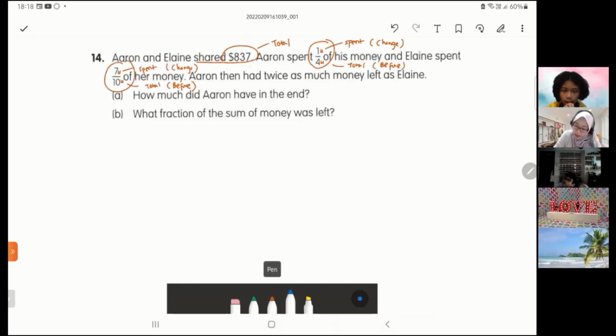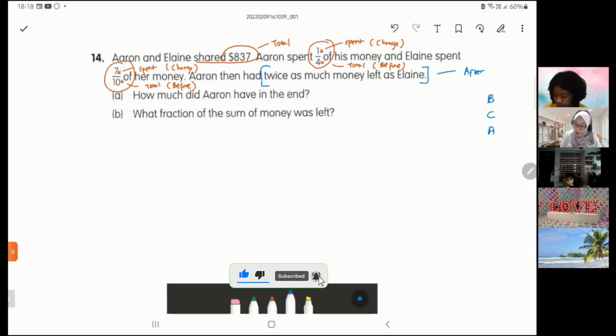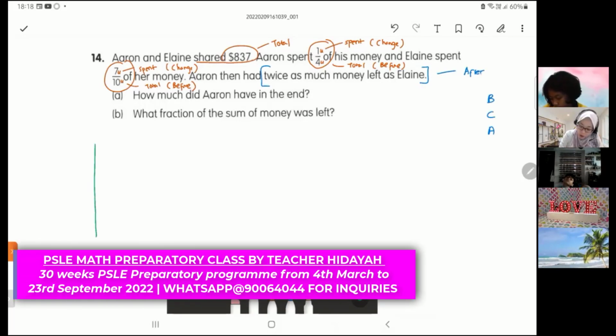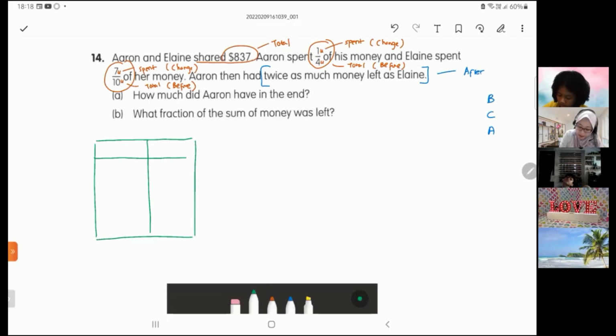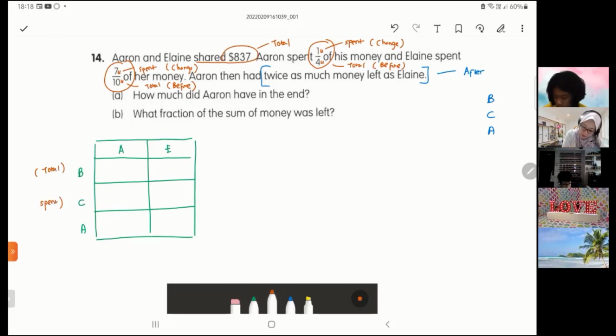Then Aaron had twice as much money left as Elaine. Of course, this sentence tells me my after. So I'm going to apply BCA, actually: before, change, after. Once I got that done, all I have to do is draw out my table, split up for Aaron and Elaine. Before, change, after. Before means the total for each of them. Change means what they spent. After means their leftover.